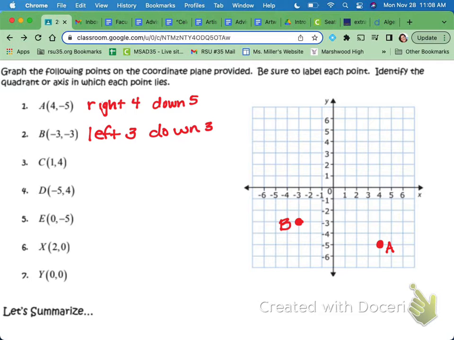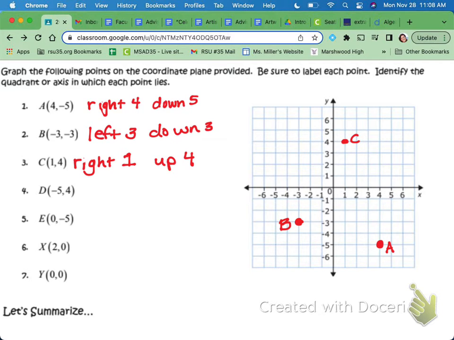C is +1, so that means I'm going to go to the right 1. And then I have a +4, which means I'm going to go up 4. So again, starting from the origin, right 1, up 4. Label it with a C.